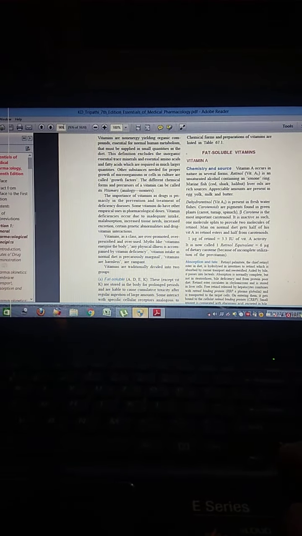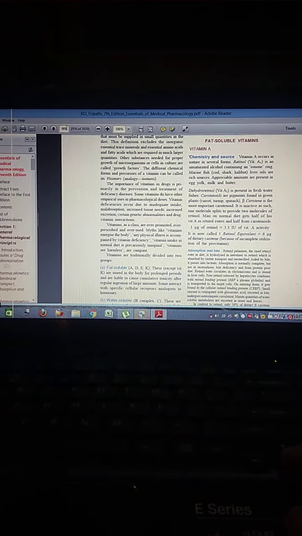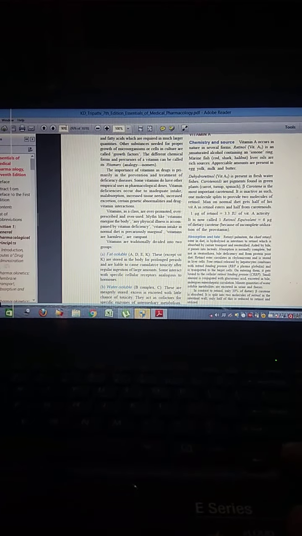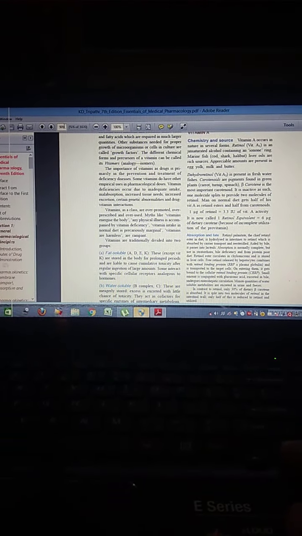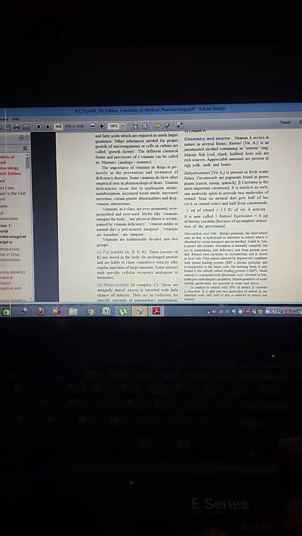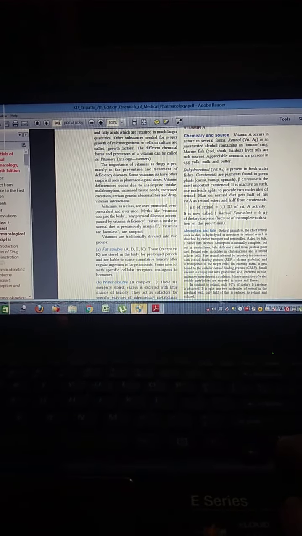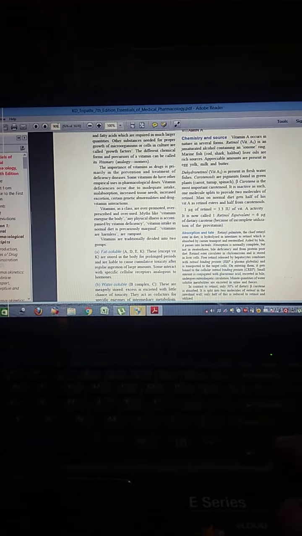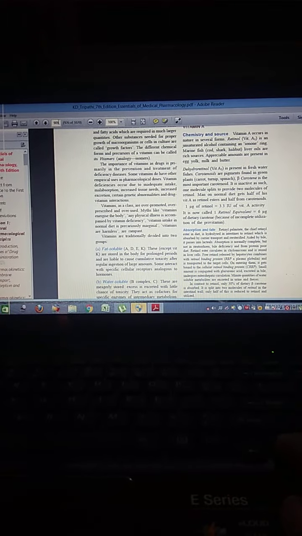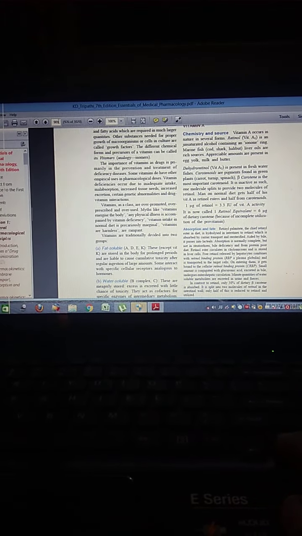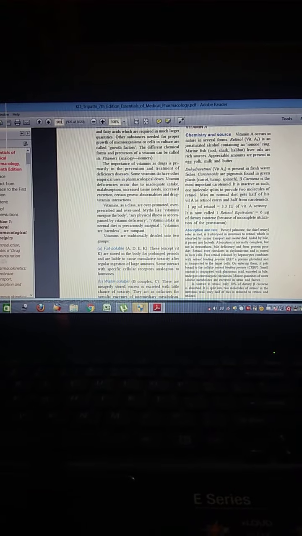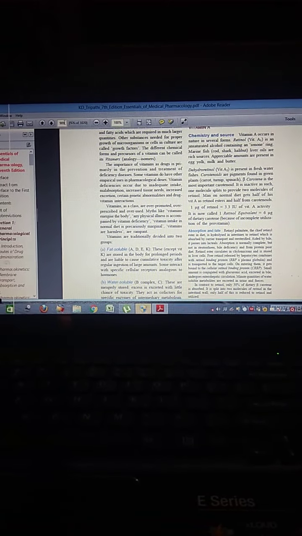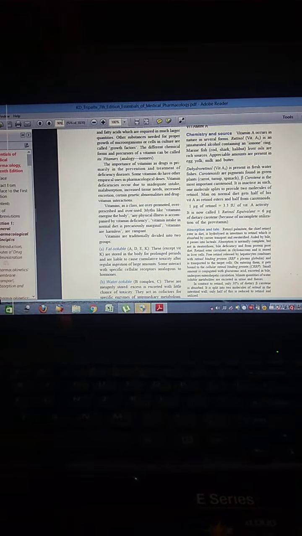Vitamins are traditionally divided into two groups. There is the fat soluble: A, D, E, K. These, except vitamin K, are stored in the body for prolonged periods and are liable to cause cumulative toxicity after regular ingestion of large amounts. Some interact with specific cellular receptors analogous to hormones.